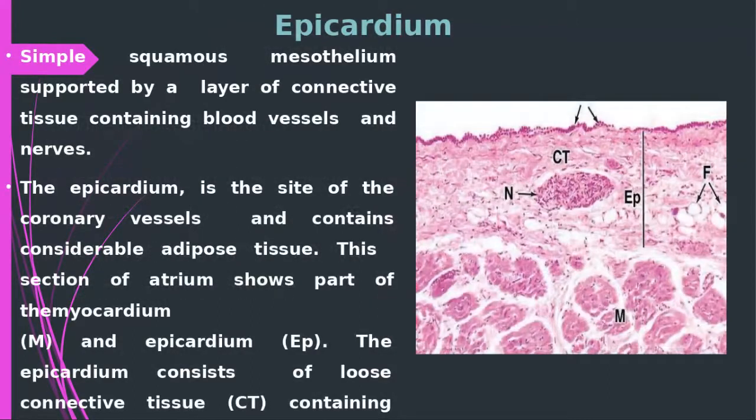What is epicardium? Epicardium is basically a simple squamous mesothelium coated by a layer of connective tissue containing blood vessels and nerves. So looking at this, you will see the connective tissue. These all are your fat cells. Okay, these all are your muscles. So all these things would be there. Now, the epicardium is the site of coronary vessels and contains considerable adipose tissue. So if you can see in these pictures, these all are your fat cells. If you remember, we discussed fat cells. Those are the empty cells. Okay.